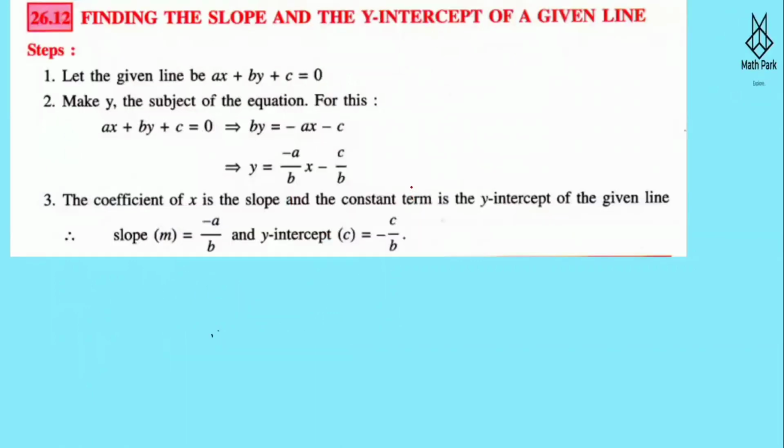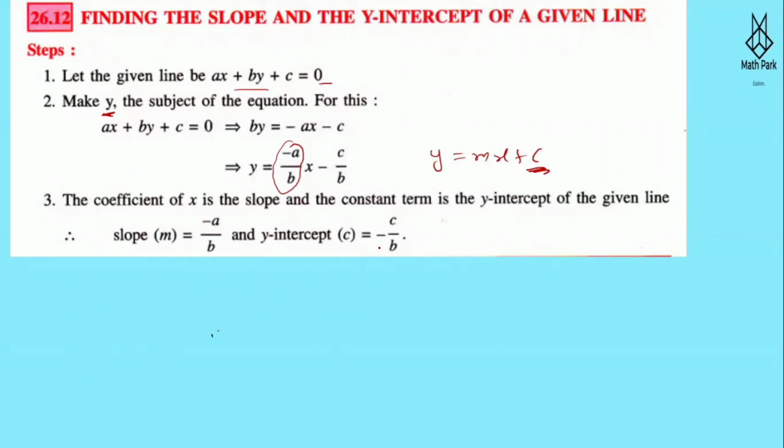Okay. Now let us understand the concept of finding the slope and the y-intercept of a given line. You are given a line in the form ax plus by plus c is equal to 0. For this, you have to make y the subject. Keeping y on the left-hand side, shift everything to the other side. Then the coefficient of x is called the slope, which is m. You get this in the form y is equal to mx plus c, where c is called the y-intercept. This constant is called the y-intercept.